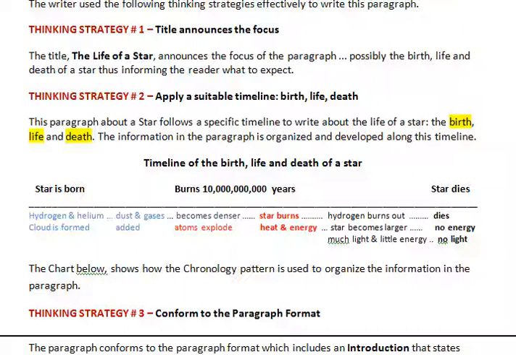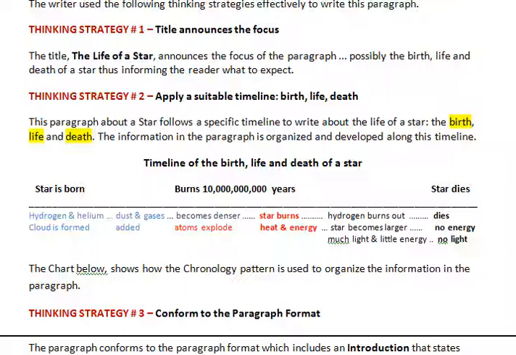Thinking strategy number 2. Apply a suitable timeline, birth, life, death. This paragraph about a star follows a specific timeline to write about the life of a star, the birth, life, and death. The information in the paragraph is organized and developed along this timeline. Timeline of the birth, life, and death of a star.